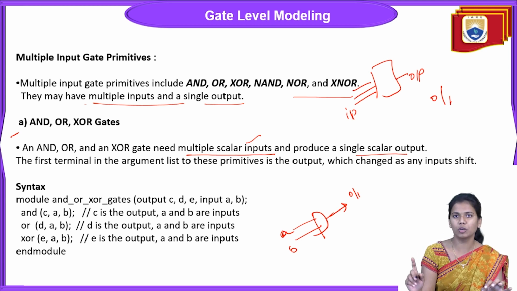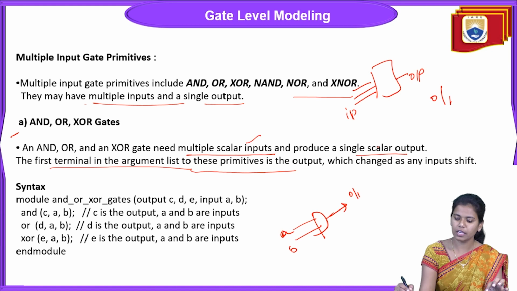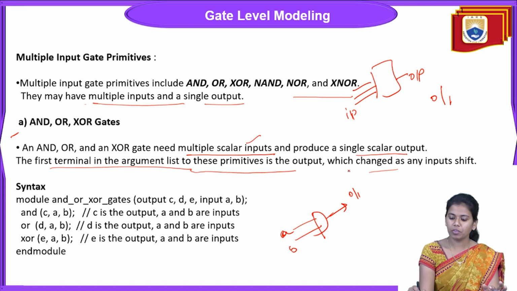So, my output is either 1 or 0, a single scalar output. The first terminal in the argument list of this primitive is the output, which changes as any input shifts. If you consider the primitives of these multiple input gates, we see the change in the input may shift based on the output.